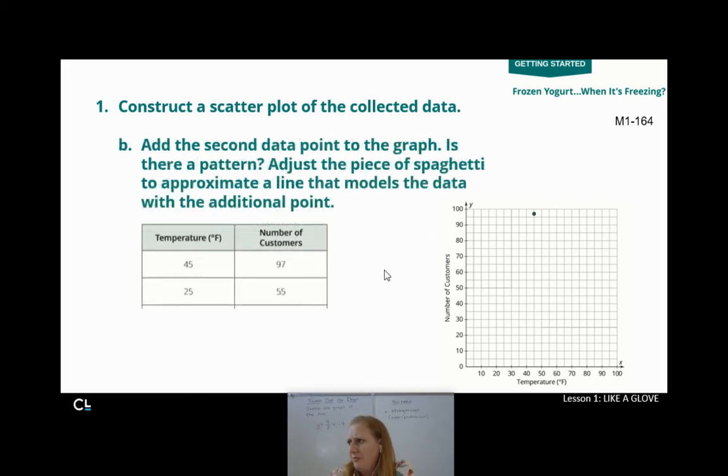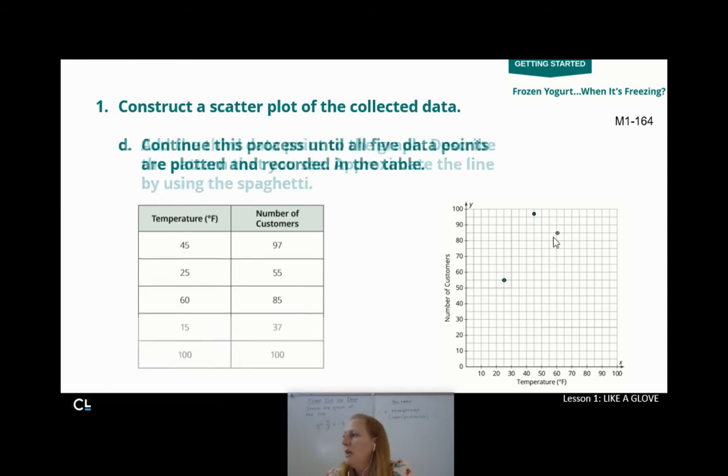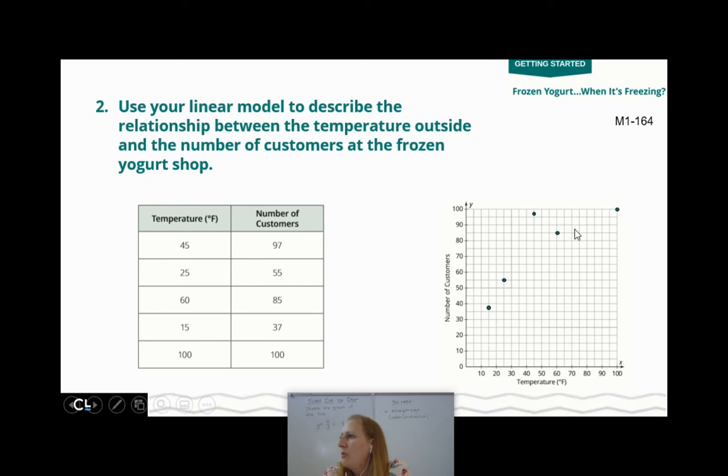Now, I plotted my first point. It's hard to make a line with only 1 point, right? So I'm going to go ahead and plot my second point. Now that I have a second point, I could easily draw a line that would model the data, couldn't I? But if I put in my third point, I can't do a line that's going to hit all 3. So I'm now having to approximate a little bit, aren't I? If I put in my fourth point and my fifth point, so here I have all 5 points on my graph, I can't draw a straight line that's going to hit every single one of those points, can I?